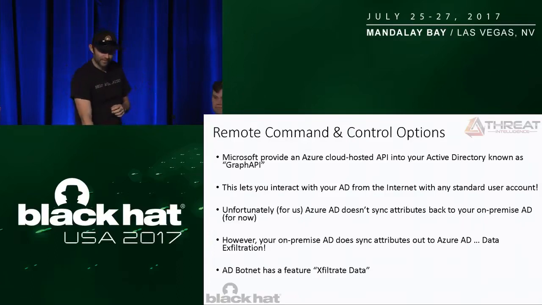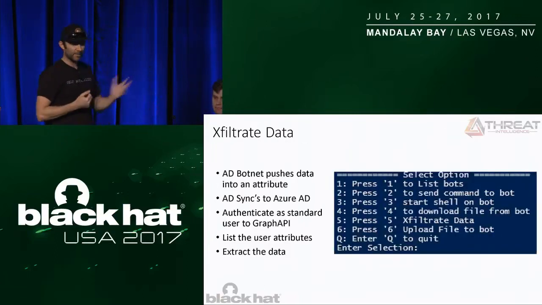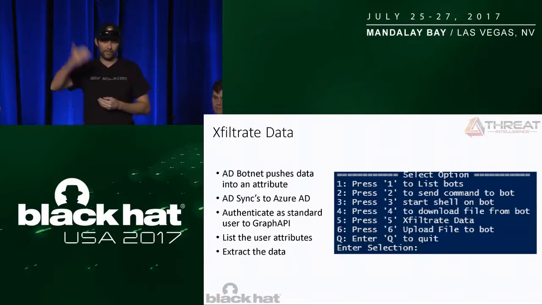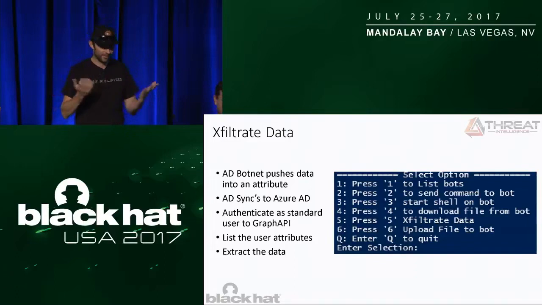So we've got a feature called exfiltrate data. As I said, the botnet pushes data into an attribute and syncs it to AD, you authenticate as a standard user to Graph API, you list out the user attributes, and then you can grab the values from those to keep pulling all your data out. So you can see the exfiltrate data option there.